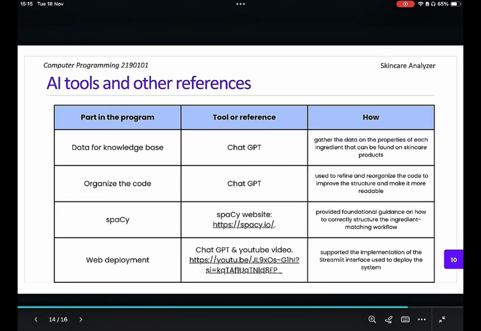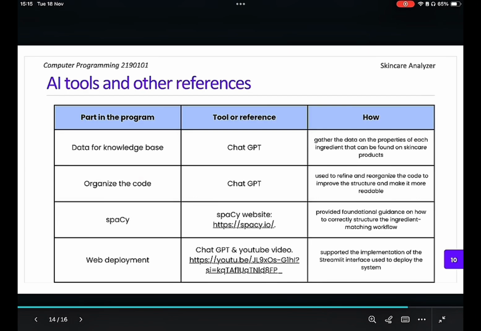Throughout our project, we used AI tools and other references to help us. Firstly, we used ChatGPT to gather the data on the properties of each ingredient in skincare so that we could generate our CSV file, which is used as the data set. We also used ChatGPT to organize and clean up the code so that it's more readable and organized.